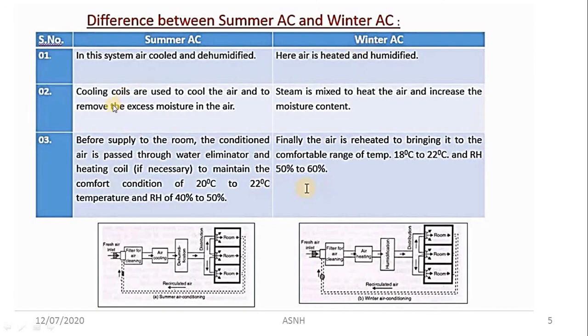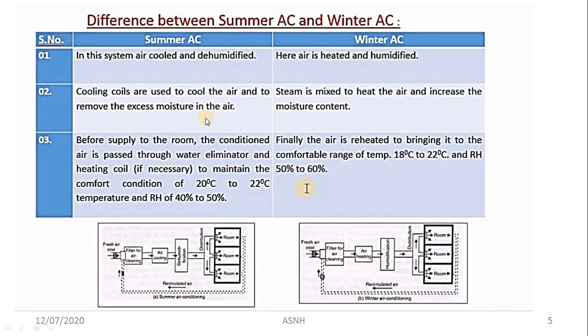The next important difference is that cooling coils are used to cool the air and to remove the excess moisture in the air. As we know, in the summer air conditioning system we are removing moisture from the air, so the cooling coil plays the important role of cooling the air. Now in case of the winter air conditioning system, the heating coil is mostly used, and it helps to increase the moisture content in the air.